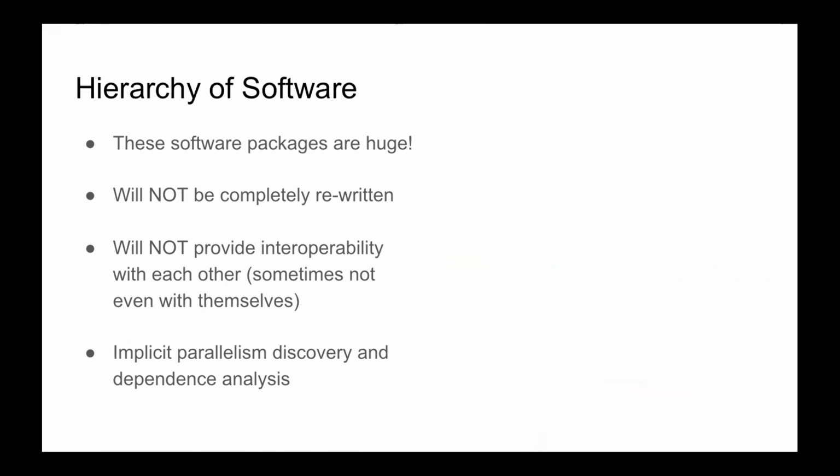And finally, I'll mention hierarchy of software. These packages are huge. They're not going to be rewritten, or not completely rewritten, and they need to interoperate with each other. And they don't provide natural interfaces for interoperating with each other very well. And so really, this is where you want some level of implicit parallelism to discover the graph and do the dependence analysis for you. Because you really need to do that dependence analysis across abstraction boundaries, and not just inside of a particular application or library.